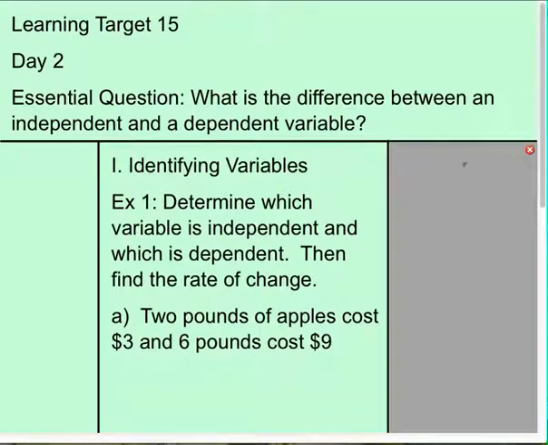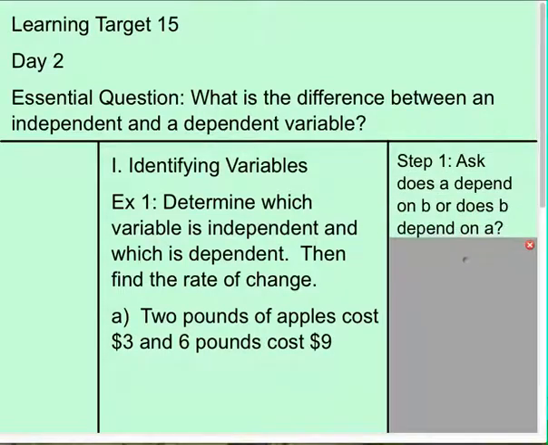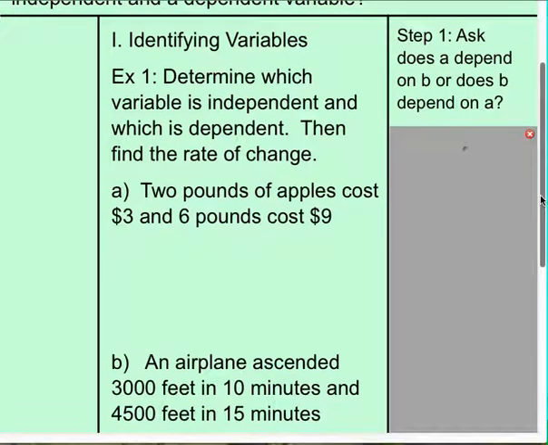First, we're going to practice identifying the dependent and the independent variables. And our essential question today is, what is the difference between an independent and a dependent variable? So one way that you could try and figure out which is the independent and which is the dependent, if time isn't an option, is looking at step one. So let's look at our first example.